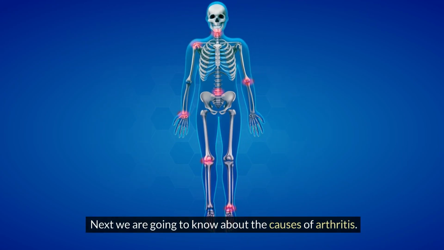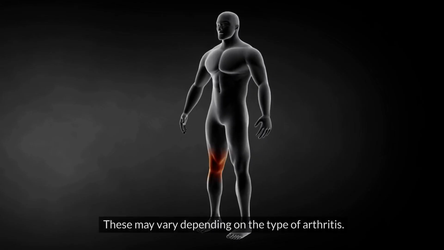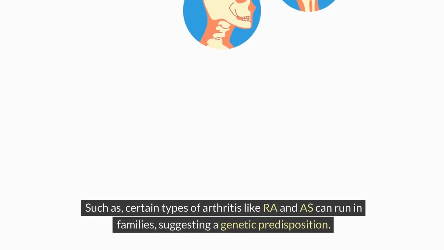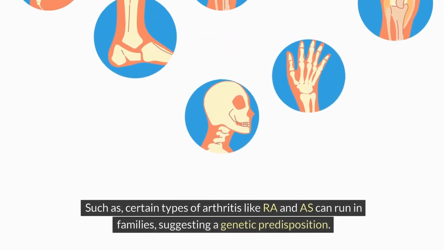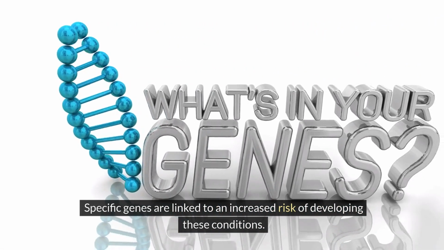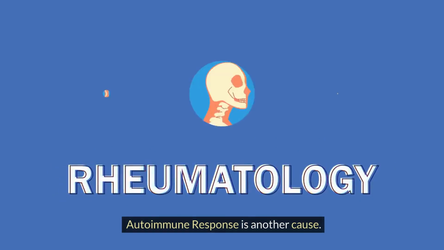Next, we are going to learn about the causes of arthritis. These may vary depending on the type of arthritis, such as certain types of arthritis like RA and AS can run in families, suggesting a genetic predisposition. Specific genes are linked to an increased risk of developing these conditions. Autoimmune response is another cause.